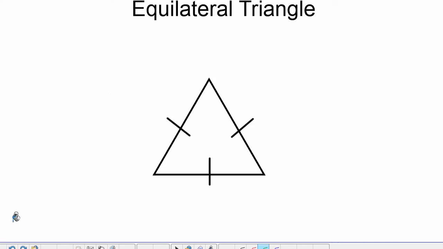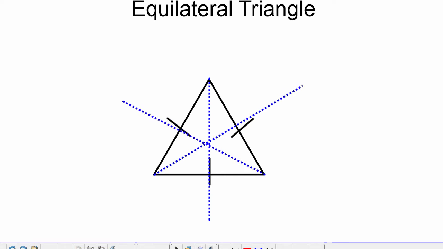Okay, an equilateral triangle. So I'm being specific about an equilateral triangle. An equilateral triangle has 3 lines of symmetry. So it has one straight down, like that. It also has one from that corner through the middle of that, and also one from this corner to the middle of that line. Okay, so an equilateral triangle would have 3 lines of symmetry.